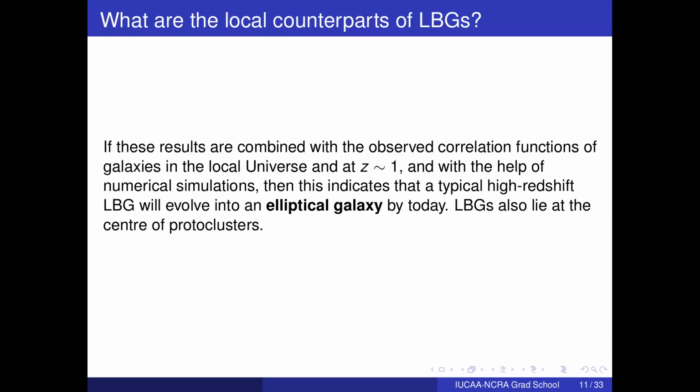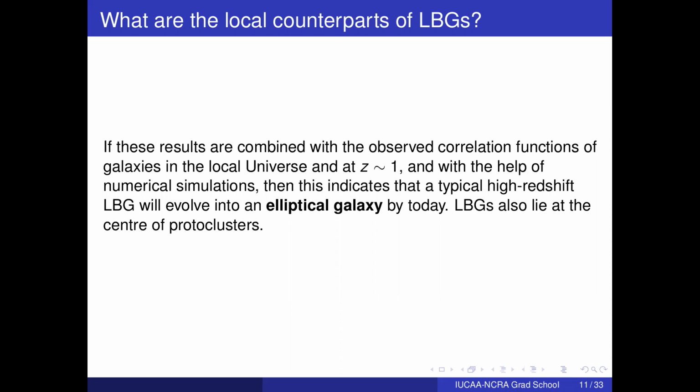And there you get. So if these results are combined with the observed correlation functions of galaxies in the local universe, at redshift 1 and so on, and with the help of these numerical simulations to guide you to how the dark matter halos are merging, then this indicates that a typical high redshift LBG will evolve into an elliptical galaxy today.